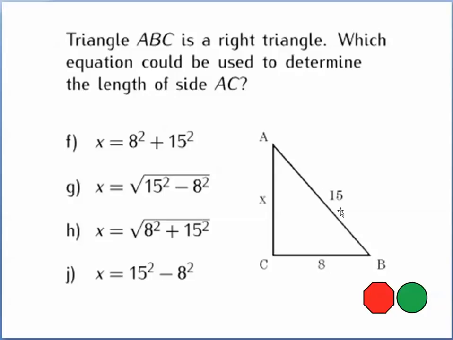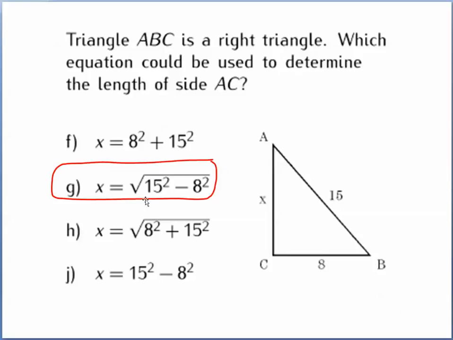All right, here we have a right triangle. We know the length of the hypotenuse and we know the length of one of the legs. And so if we wanted to find out what x was, there are multiple ways for finding out what x is, but that's not what the question is. The question is they're asking you which one of these would you use to solve this ACB triangle. And it turns out that the correct answer here, in this case, would be 15 squared minus 8 squared, and take the square root of that.